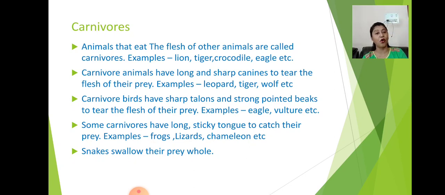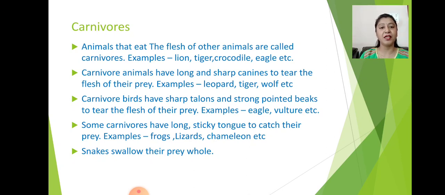The examples are frogs, lizards, chameleon, etc. Especially chameleon. A chameleon has a tongue which can be almost double the size of its body. They slowly move towards the prey. Suddenly they throw their long sticky tongue on the prey, and within a fraction of a second the prey is inside the mouth of these animals. So these animals hunt their food with the help of their long sticky tongue.